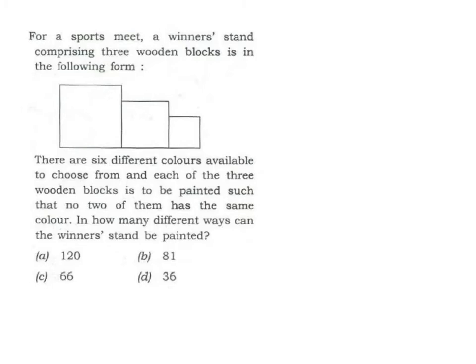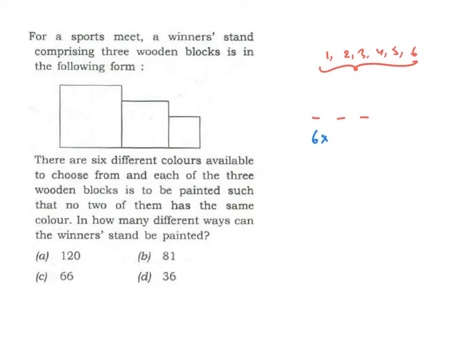For a sports meet, a winner stand comprising 3 wooden blocks is made in the following format. There are 6 different colors available to choose from, and each of the 3 wooden blocks is to be painted in such a way that no 2 of them have the same color. In how many different ways can the winner's stand be painted? So you need to paint them. Like you have 6 colors, 1, 2, 3, 4, 5, 6. Out of these 6, you have to paint these 3 blocks. The first block can be painted in 6 different ways.